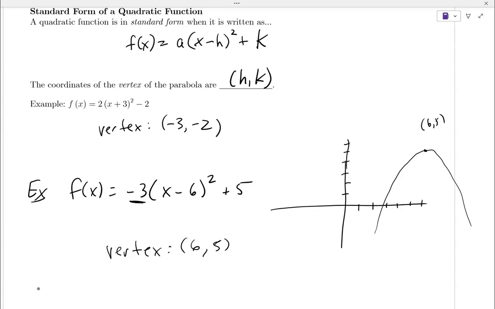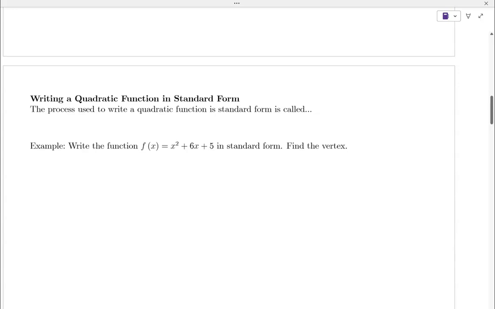Okay? All right. Well, notice in these two examples so far, I've given you the standard form. Now, it's not very likely that you're going to be given the standard form to start with, to be able to read those things off. So there is an algebraic process that we can use to put a quadratic function into standard form. And that process is called completing the square.